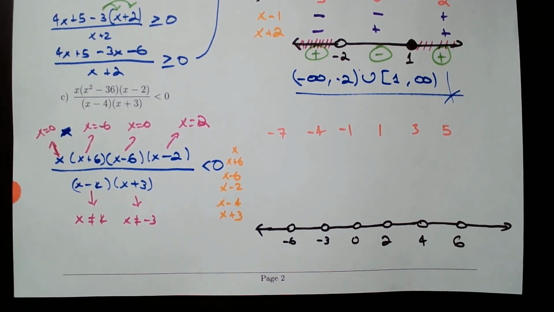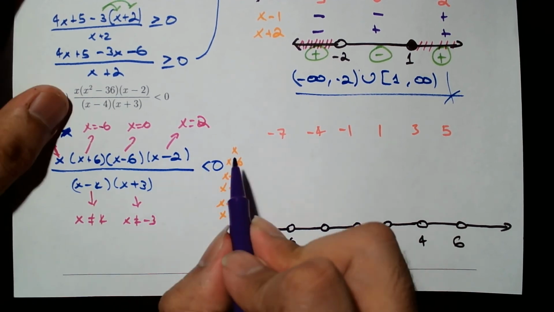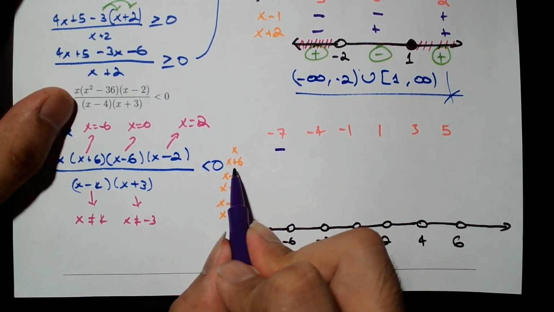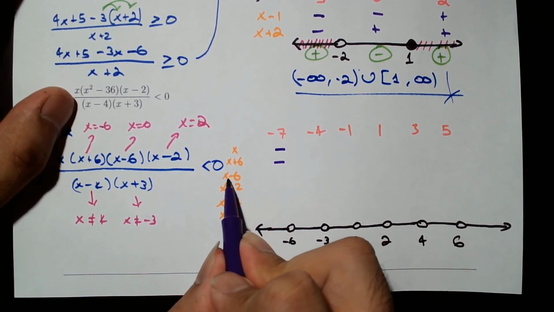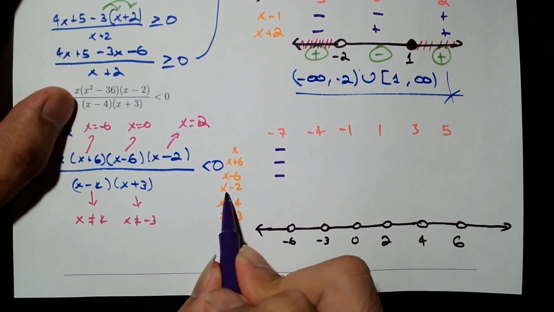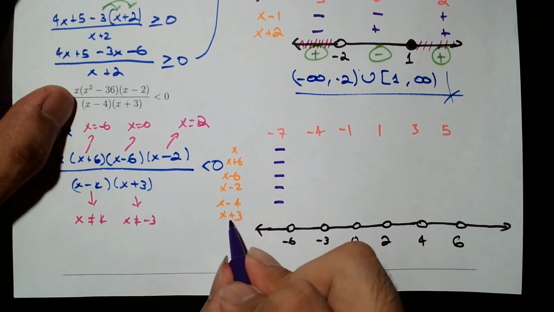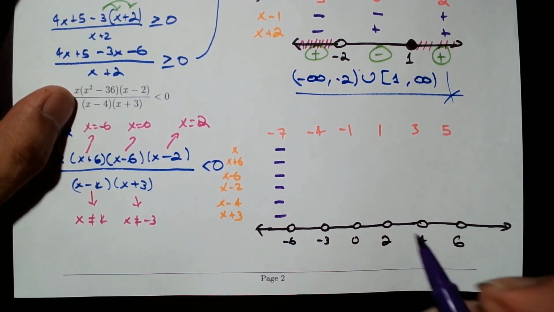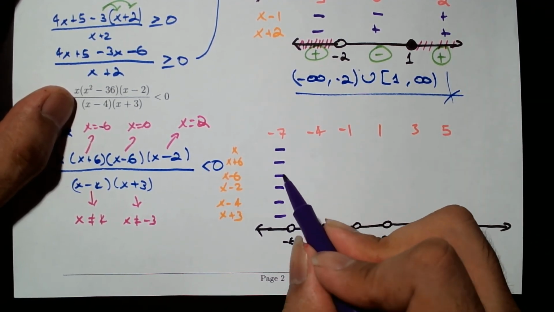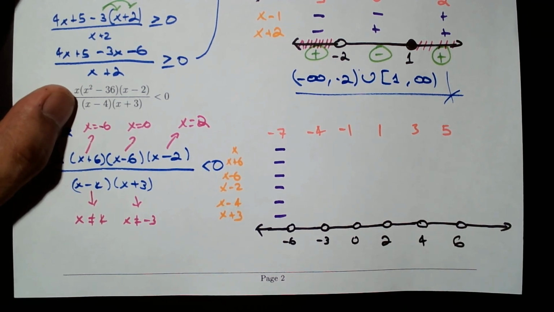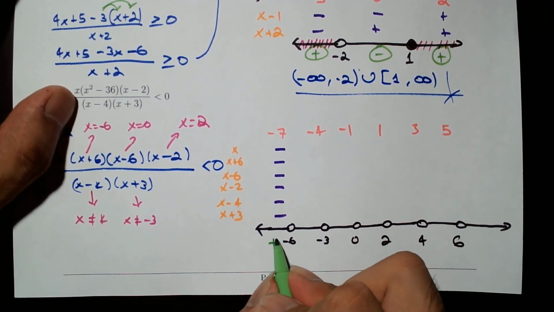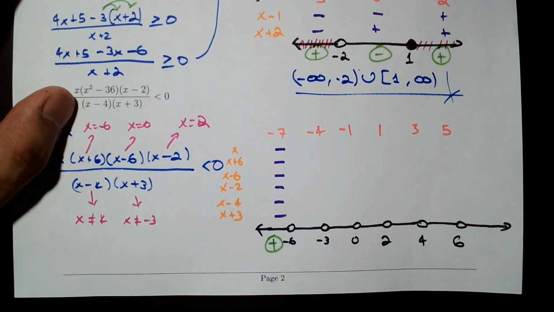So let's go ahead and get those signs. Negative 7 is negative. Negative 7 plus 6 is negative. Negative 7 minus 6 is negative. Negative 7 minus 2 is negative. Negative 7 minus 4 is negative. And negative 7 plus 3 is negative. How many negatives do we have? 1, 2, 3, 4, 5, 6. That's going to give me a positive.